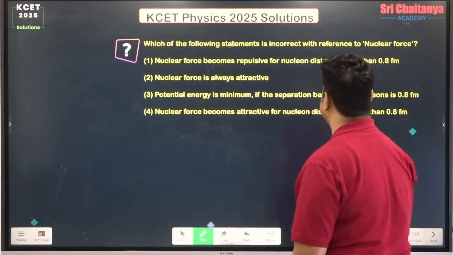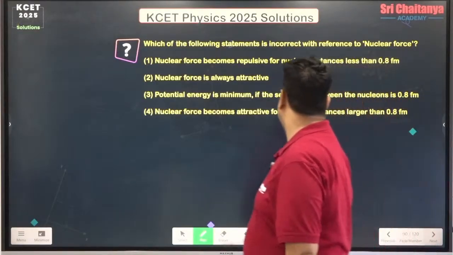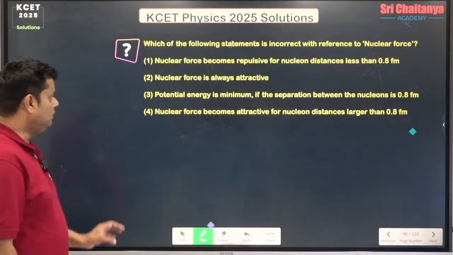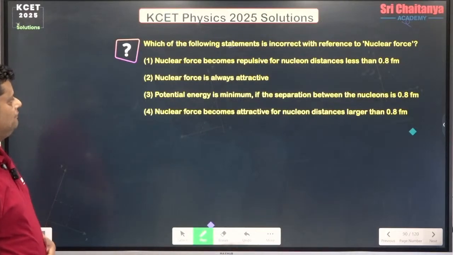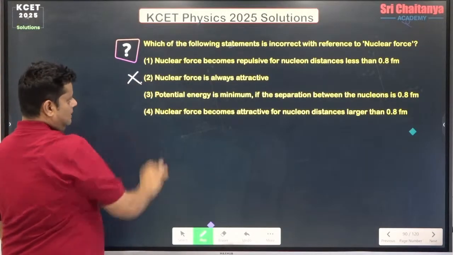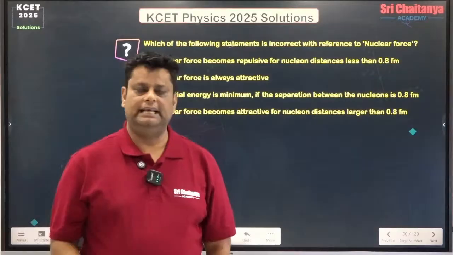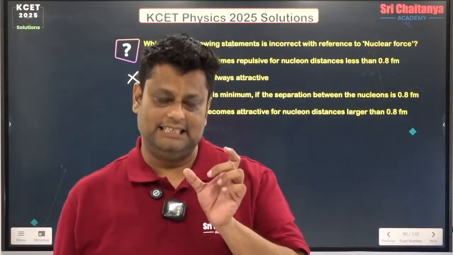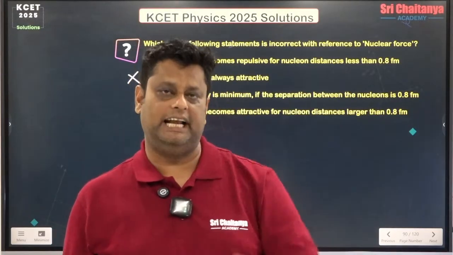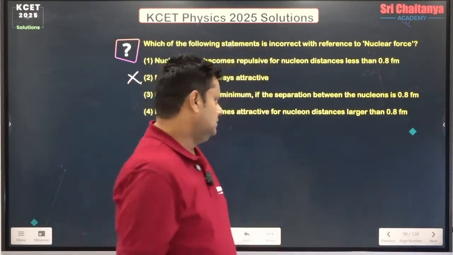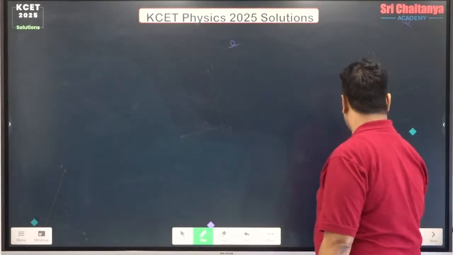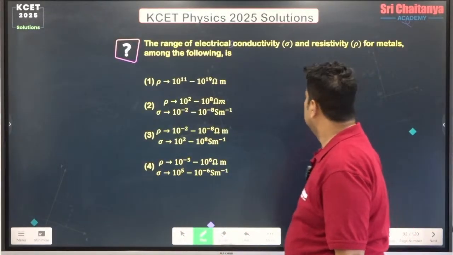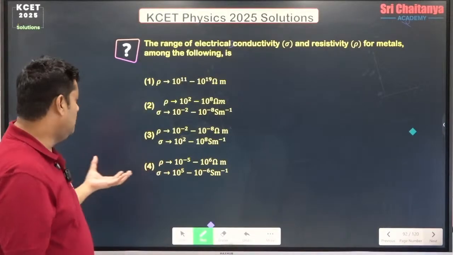Now, which of the following statements is incorrect with reference to the nuclear force? We need to find the incorrect one. Nuclear forces become repulsive for nucleon distance less than 0.8 femtometer. Nuclear force is always attractive. This is not correct. It is not always attractive. It depends on the distance between the nucleons. It is a short range force. We already discussed this. So this is the incorrect one, that is, the second is the correct option. It is the kind of question you have to learn about.